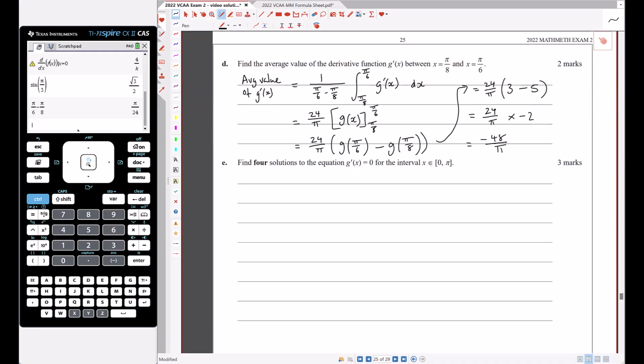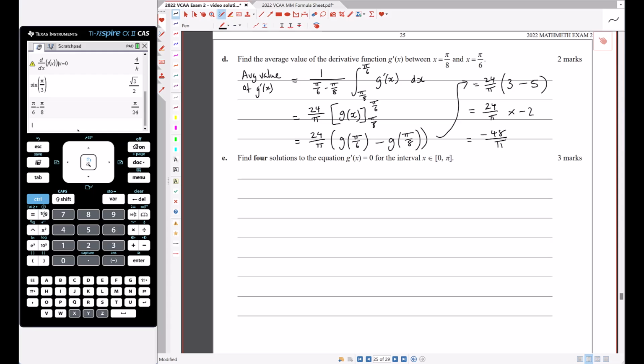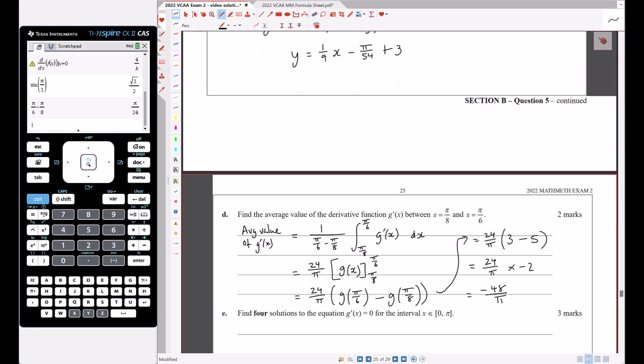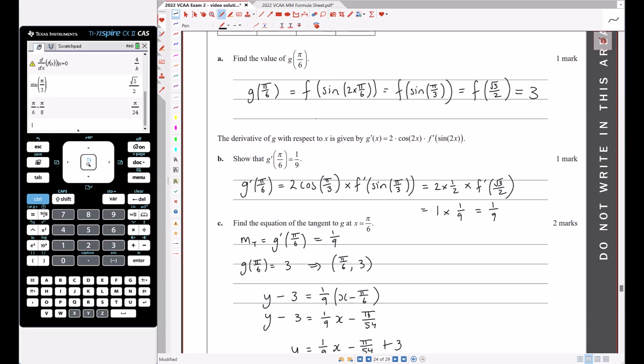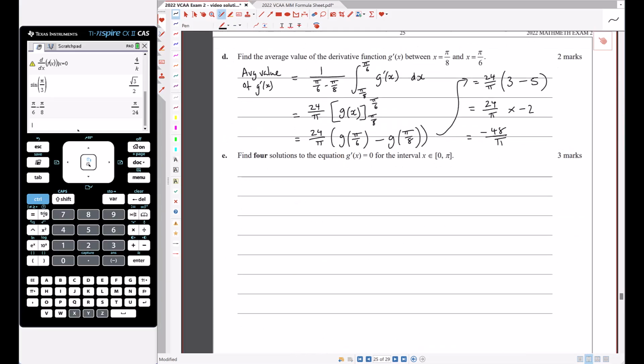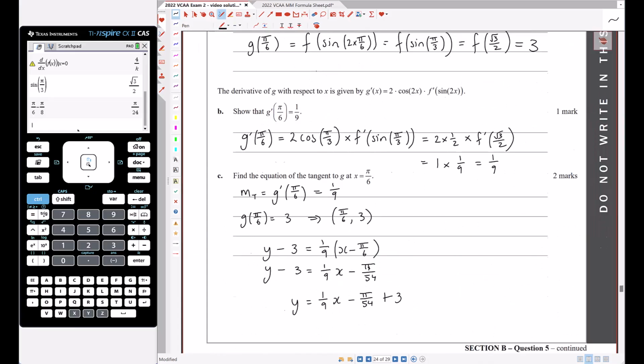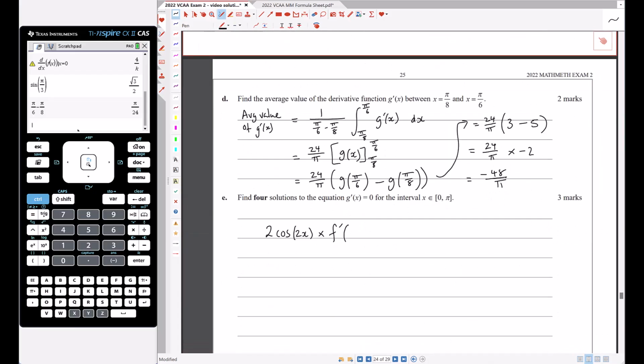Okay, so then part E, find 4 solutions to the equation g dash of x equals 0 for the interval 0 to pi. Let me try and think about this. So g dash of x, what was g dash of x? Okay, so that's it here. 2 cos 2x times f dash at sine 2x. Let's just get it right. Yep.